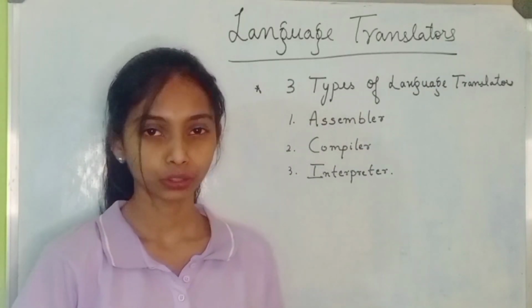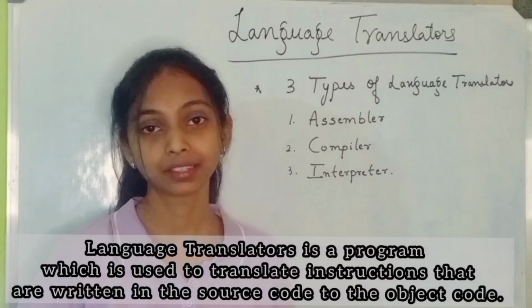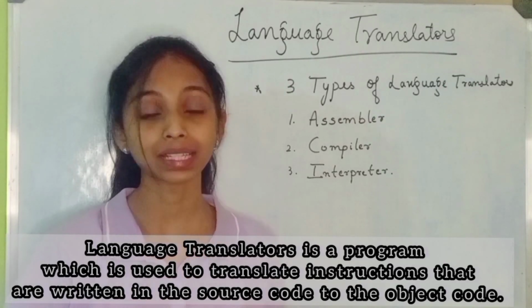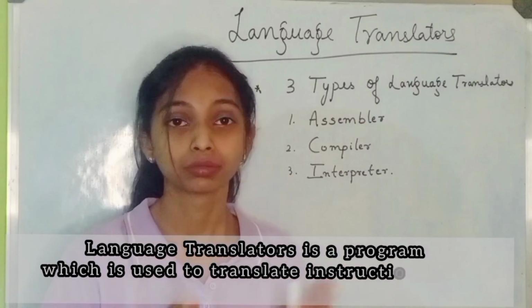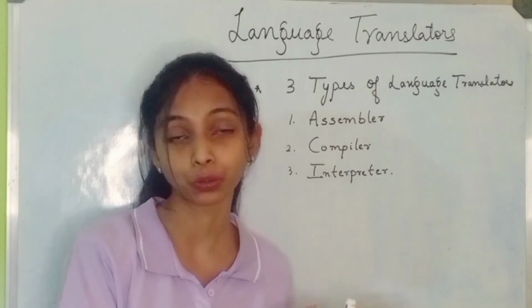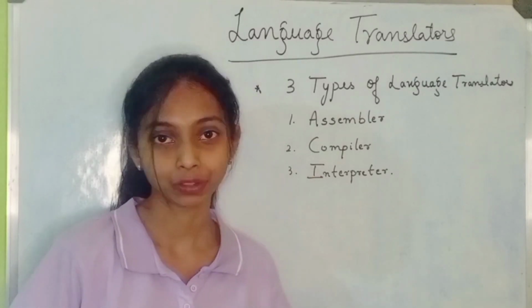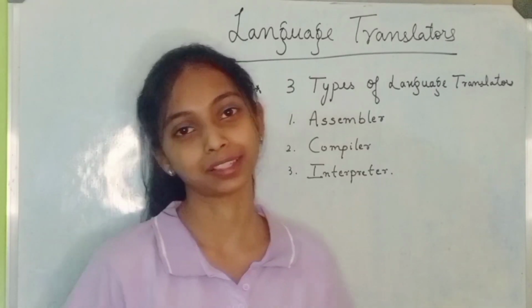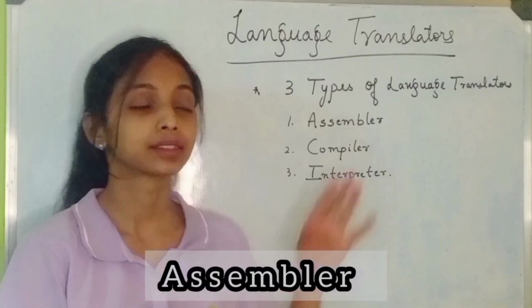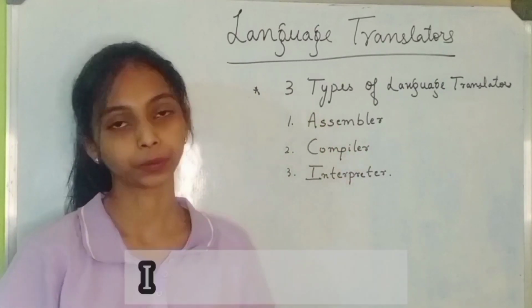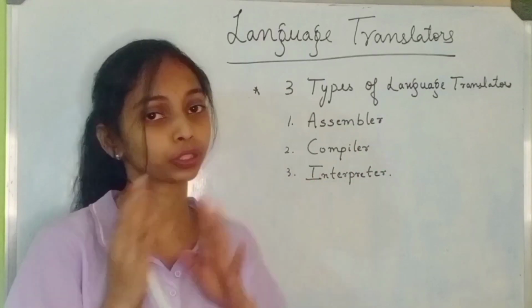So now let us put it into a proper definition. What is language translator? A language translator is a program which is used to translate the instructions that is written in the source code to the object code, or to convert or to translate the high-level programming language into the machine-level programming language. So this is what is language translator, or what is the need of language translator. So guys, we have three types of language translators. The first one is the assembler, compiler and the interpreter. So these language translators are used to convert the source code to the object code.